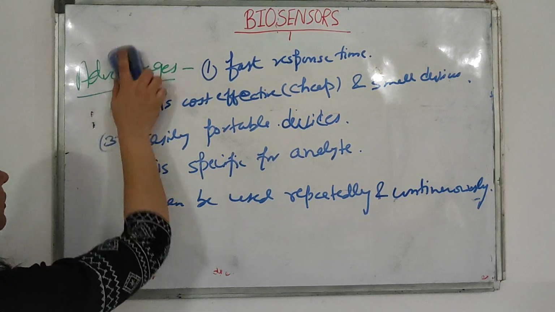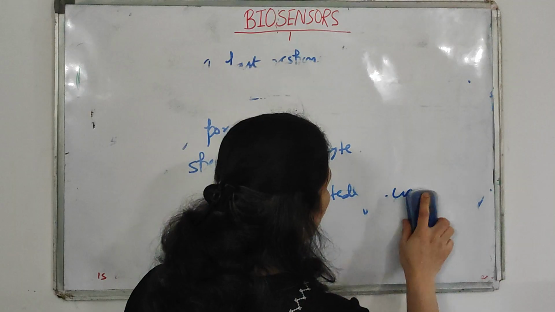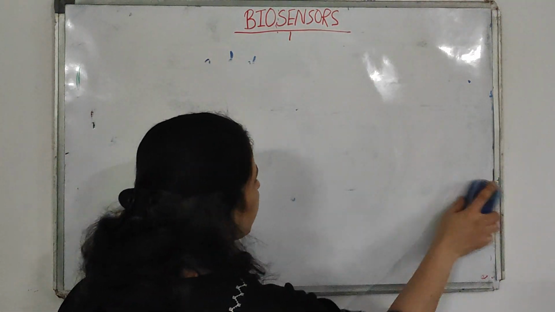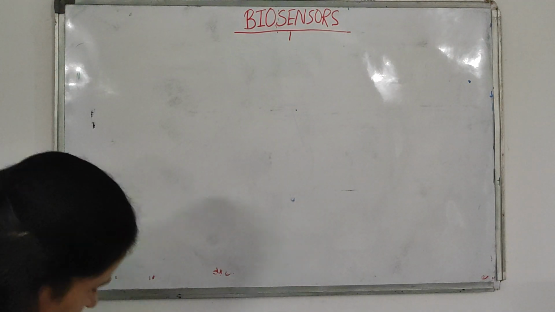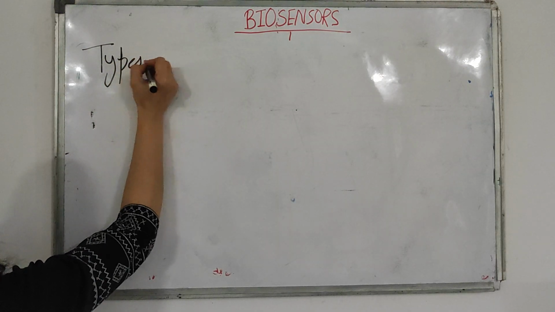Now, next point, what will you write? Then comes your types of biosensor. How many types of biosensors are there? Okay, so the next point is types of biosensors.